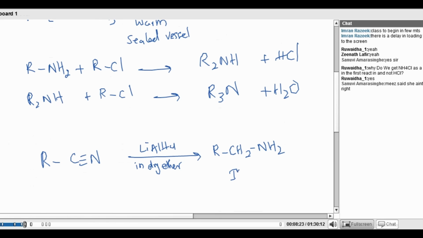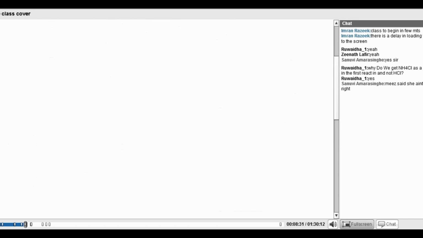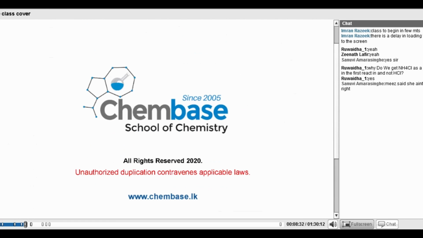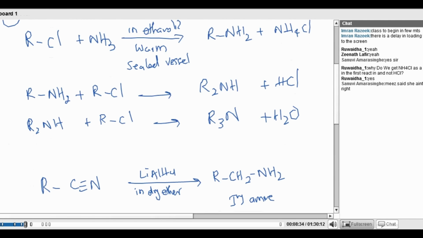So that's one of the ways to make the second method of making a primary amine by reduction of the cyanide. Right, so you can copy the reaction for the next one. Question 3. Nitriles can be reduced in the presence of reducing agents such as lithium aluminium hydride in dry ether conditions to produce primary amines. Please copy the reaction.